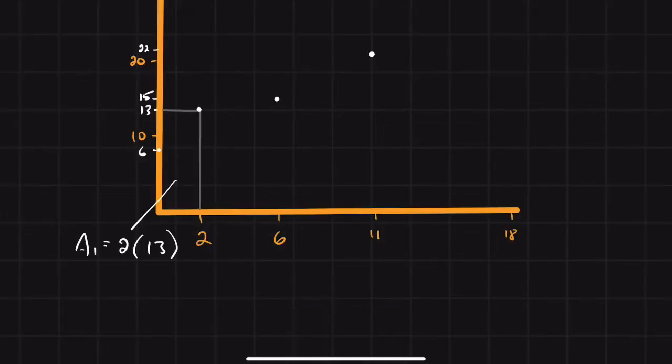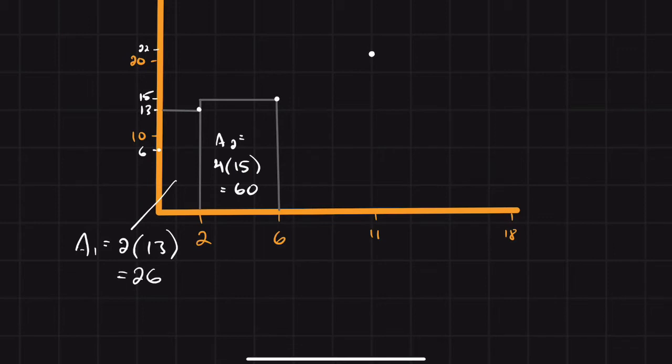If we then wanted to calculate the area of that first rectangle, all we have to do is multiply 2 times 13, and that would give us 26. The second rectangle would then span from 2 to 6, and the height of that rectangle is defined by f of 6, which is 15. The area of that second rectangle would then be 4 times 15, which is 60.